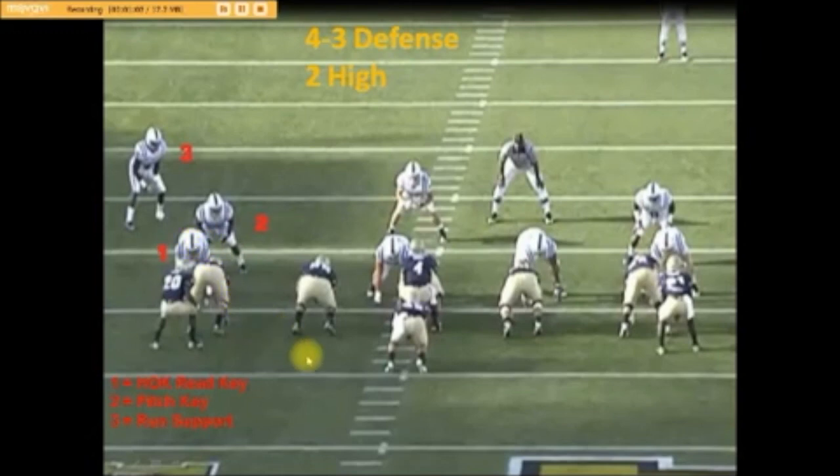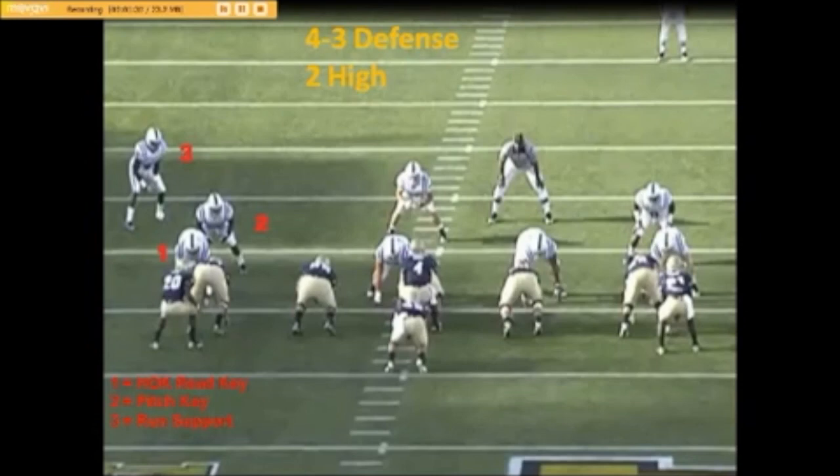Okay, let's say, for example, we're running 13. Our rule is we read the first man from a 4-eye technique out. Here's a 4-eye technique. Who is that first defender from a 4 technique going out? It would be this guy here, labeled as number 1. That's how we basically apply our rules and identify who our read and pitch key would be.